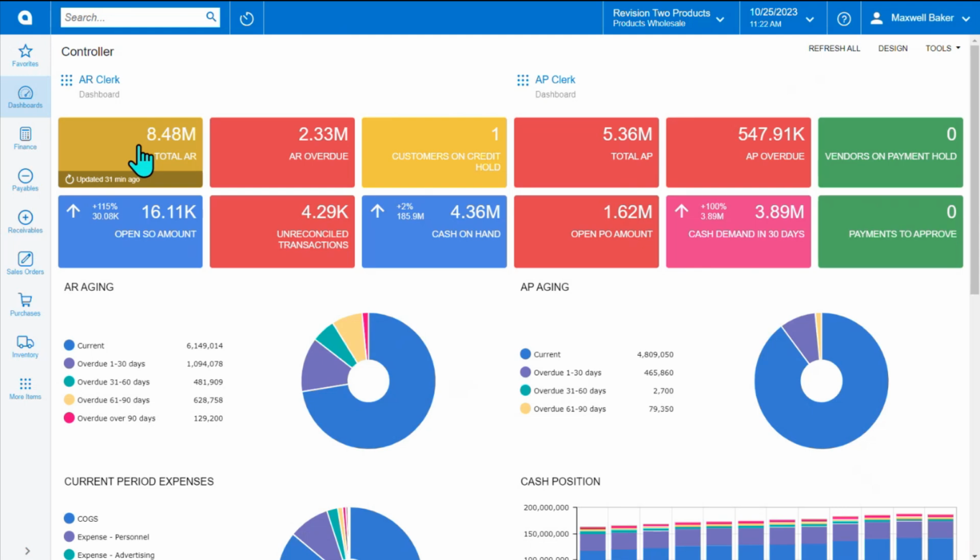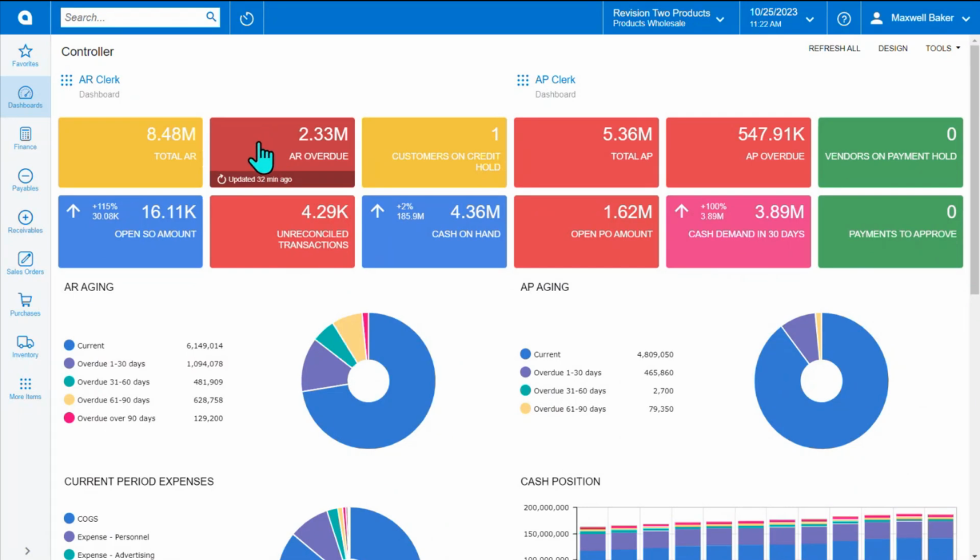The scorecards are basically updated depending on the configuration of each scorecard. Looking at the first scorecard here, you can see we've got £8.48 million in total accounts receivable. The next scorecard is red. This is telling me that there's 2.3 million in accounts receivable, which is overdue. The great thing about these scorecards is they're real time.